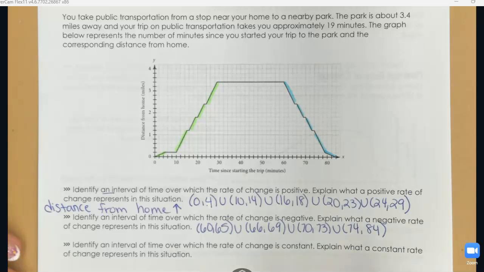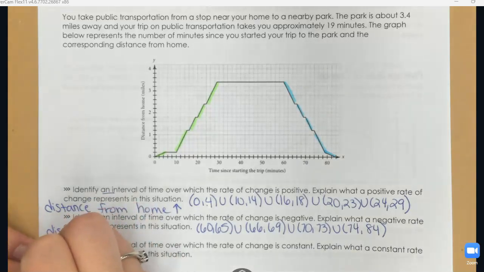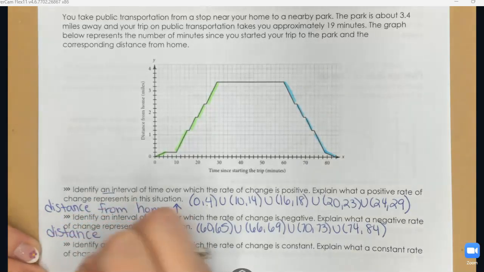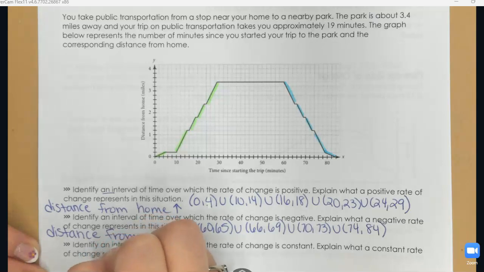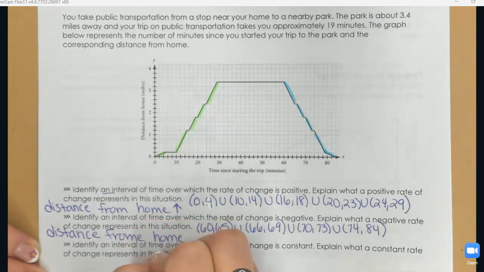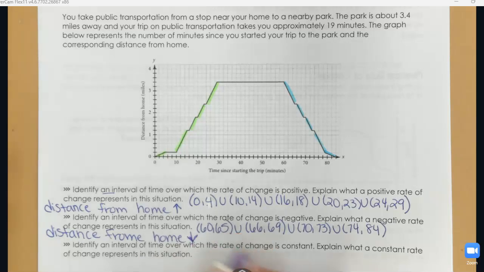And so what does this represent? This means that your distance from home is decreasing. So when your distance from home was increasing, you're getting further away from home. When it's decreasing, you're getting closer to home.